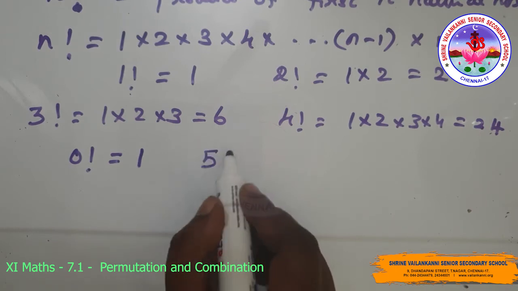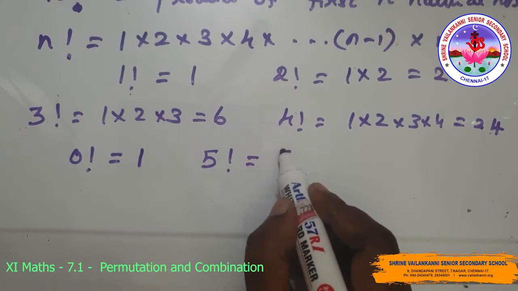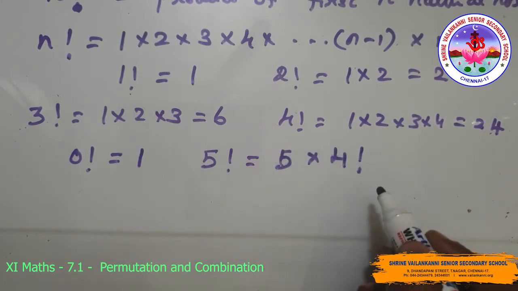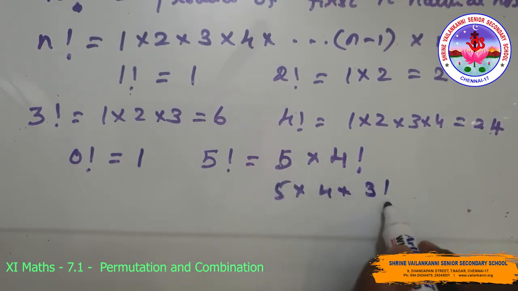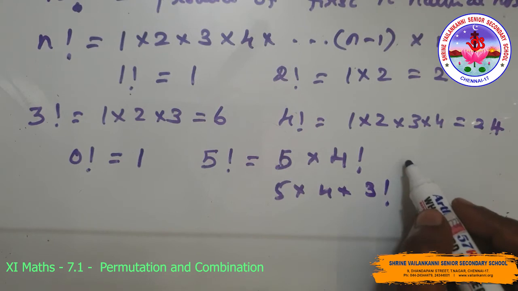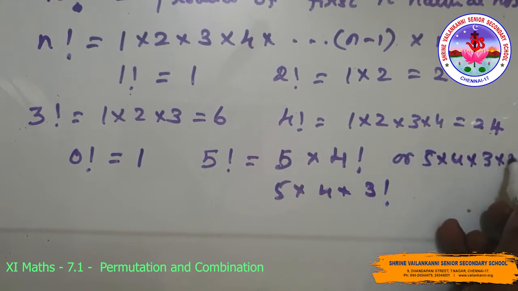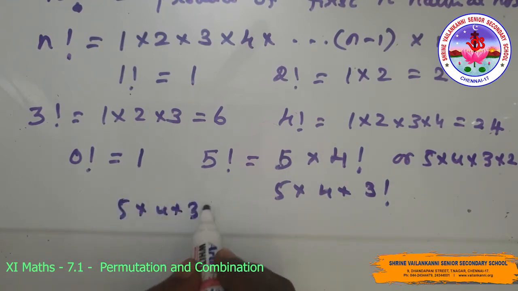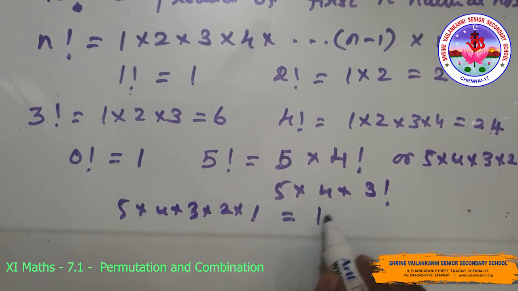Then we can write 5 factorial as 5 into 4 factorial. Otherwise 5 into 4 into 3 factorial. Or it can be written as 5 into 4 into 3 into 2 factorial. Or 5 into 4 into 3 into 2 into 1, which is 120.